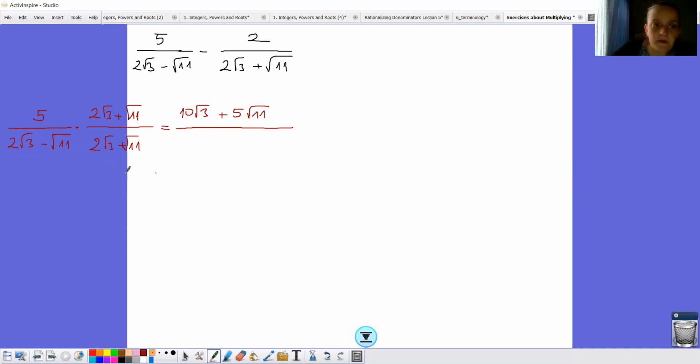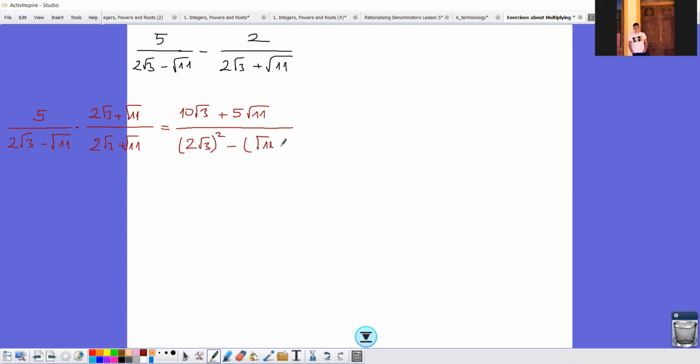Okay. And teacher, in the denominator we write 2 root of 3 in the power of 2 minus root of 11 in the power of 2. And now, teacher, we write the numerator as it is, because there's 10 root of 3 and there's no way to solve it.